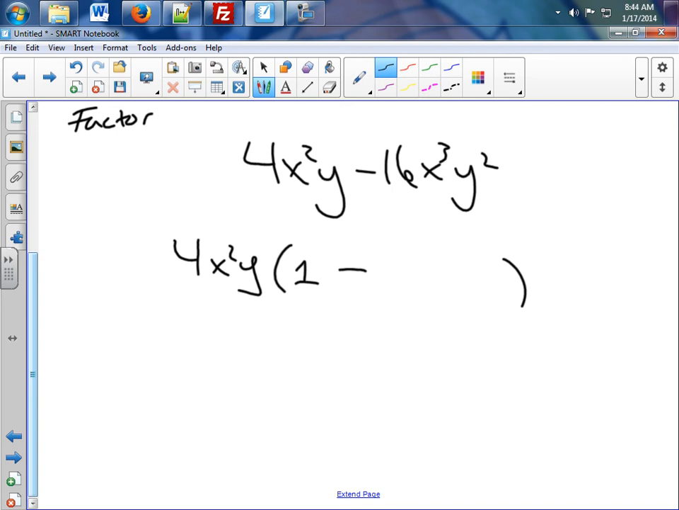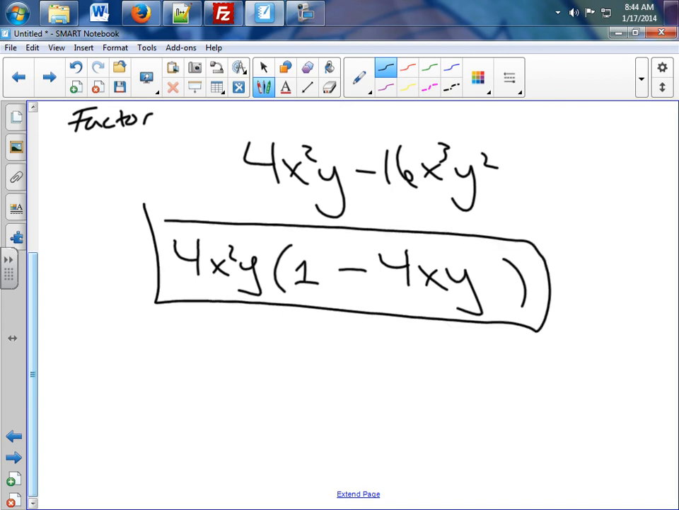What is 16 divided by 4? Okay, I had 3 x's and I pulled 2 out. How many do I have left? 1. I had 2 y's. I pulled 1 out. How many am I left with? 1. And that is factoring by using the GCF.